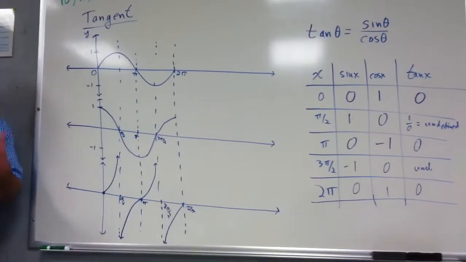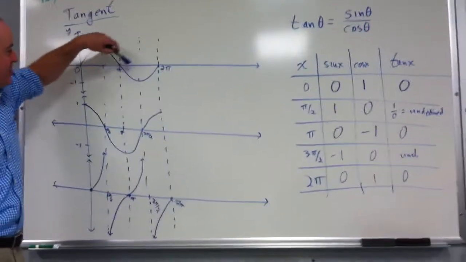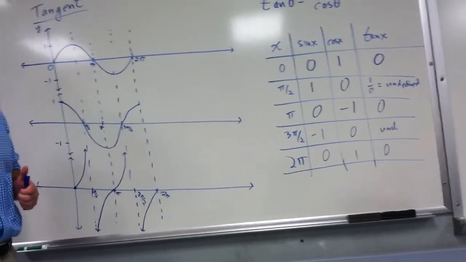Okay, yeah, we're going to get back to that in the spring. Okay? So you can also just, over here, between pi and 3 pi over 2, you have a negative divided by a negative, so the tangent must be positive. Okay?